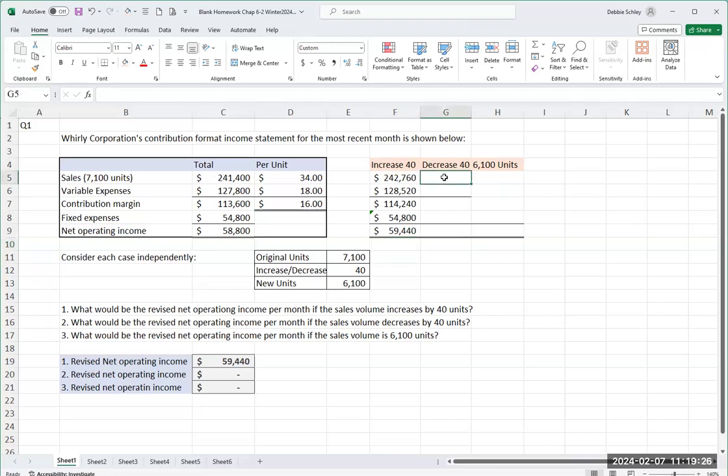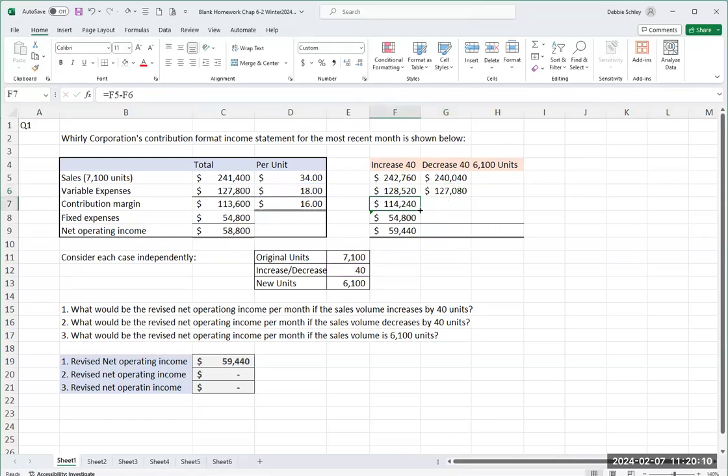So for scenario 2, we're going to decrease it by 40. So I'm going to equals my sales price times, open parentheses, my original units, and I'm going to anchor that one, minus my decrease. I'm going to anchor that one. Okay. I'm going to drag that formula down to do my variable. So again, it's my variable expenses per unit times the original units minus 40 because I'm doing the decrease.